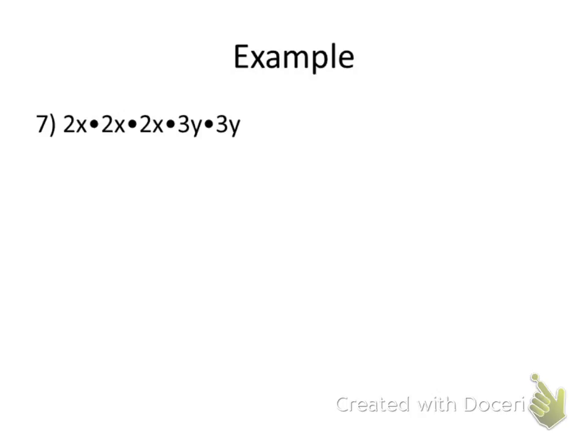All right, here's number 7. I'll give you a second to write them down. Those should just be dots. I don't know why they're so big. Those are just multiplication symbols. You can use parentheses if you don't want to go dot crazy.